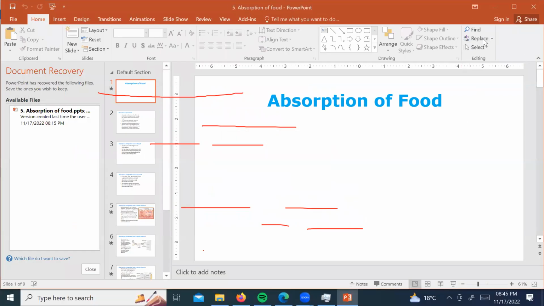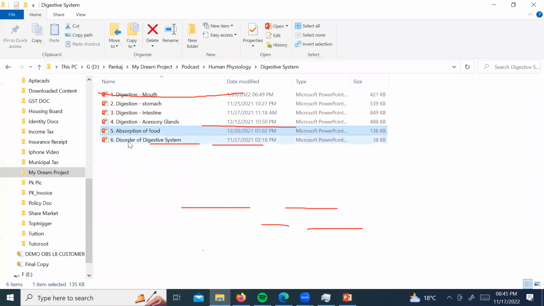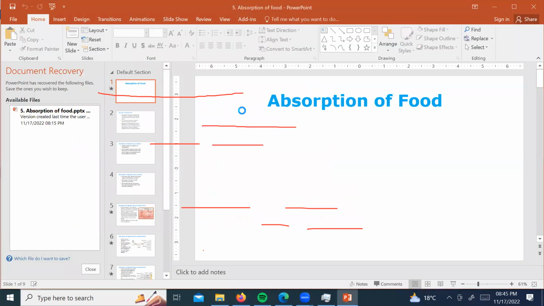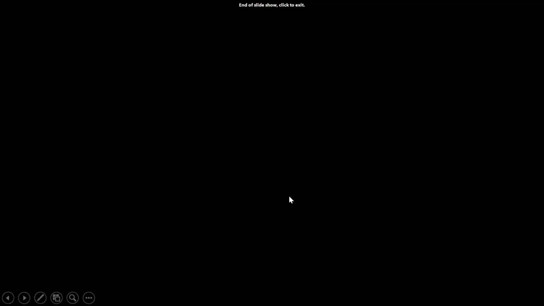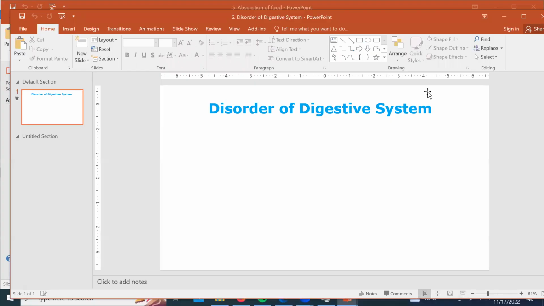So this was all as far as absorption is concerned. One last thing we need to discuss in the entire digestive system is some of the disorders. Let's discuss what some of the disorders are that we see in the digestive system. Do you know what the disorders are? Any idea about the disorders?